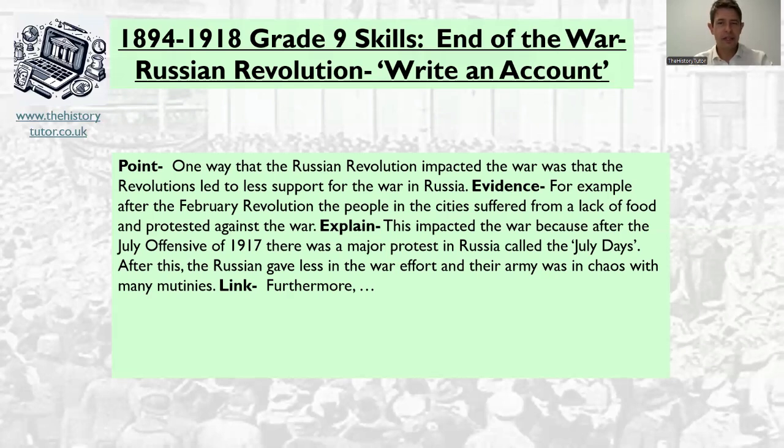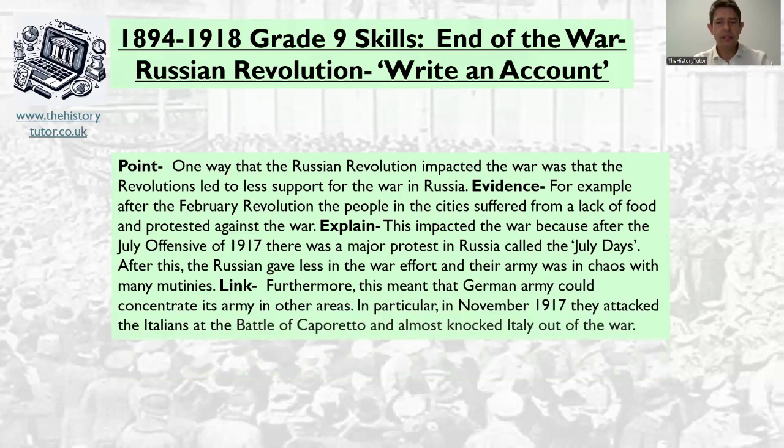Right, so here we are. Here's my idea. So furthermore, this meant the German army could concentrate its army in other areas. Particularly in November 1917, they attacked the Italians at the Battle of Caporetto and almost knocked Italy out of the war. Okay, so Russia's not really attacking, and Russia being a bit chaotic means that Germany can put fewer soldiers on the Eastern Front and they can start concentrating on the Italians.